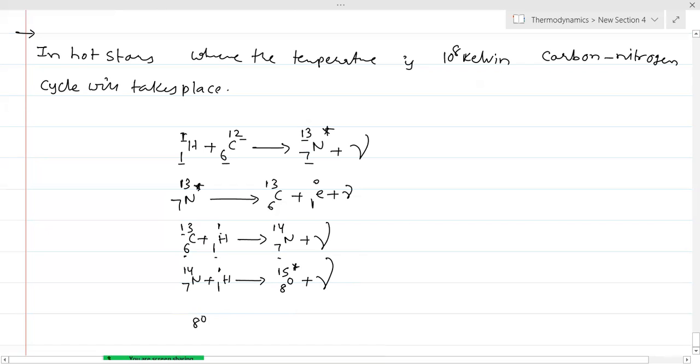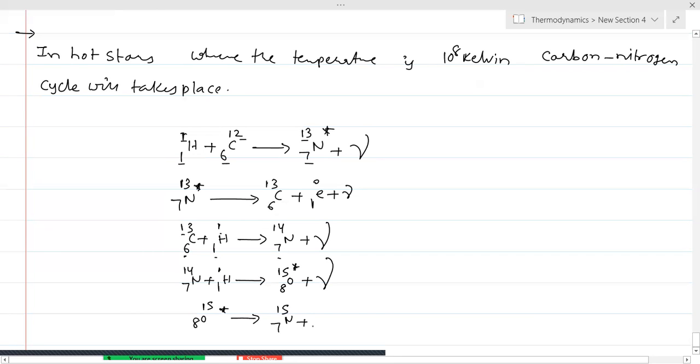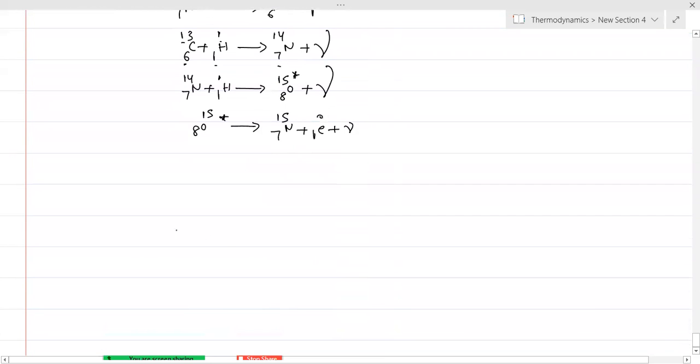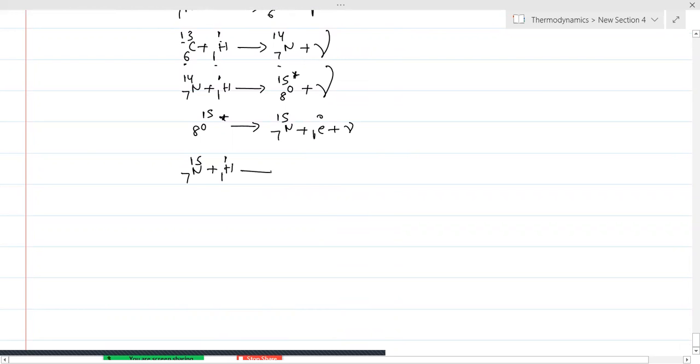And this 8 oxygen 15, which is in the excited state, decomposes to 7 nitrogen 15 plus 1E0. We know that every positron is associated with a neutrino. After this, this 7 nitrogen 15 interacts with 1H1 and gives rise to 6 carbon 12 plus 2 helium 4.